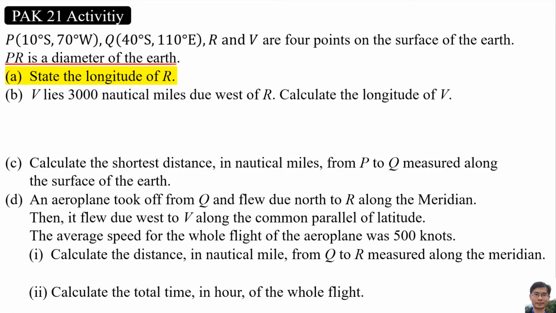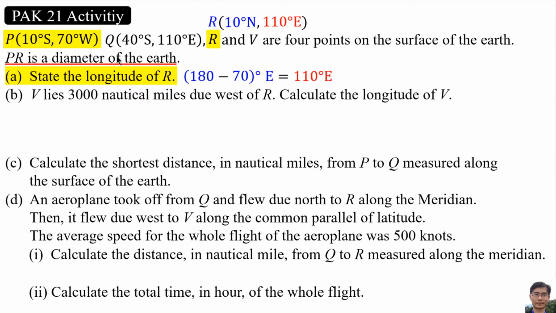We are given PR is a diameter of the Earth, and the location of P is given, so we can use the formula. So the longitude of R is 180 minus 70. And then we change the direction west to east. So the longitude is 110 degree east. So the location of R is 10 degree north and 110 degree east.